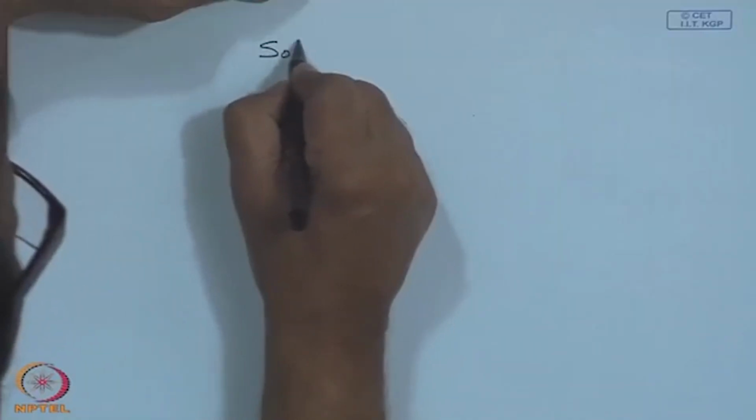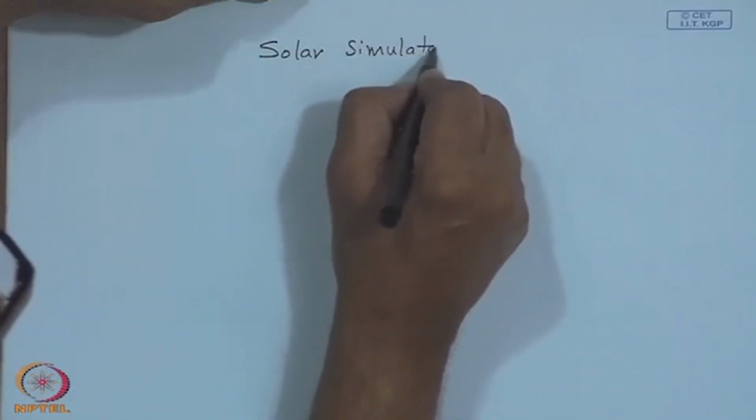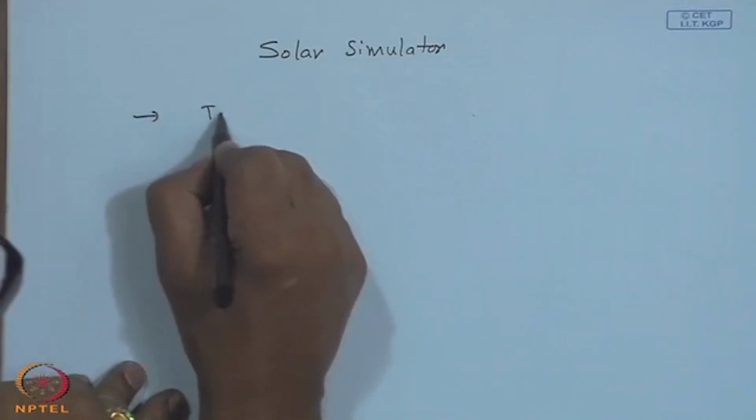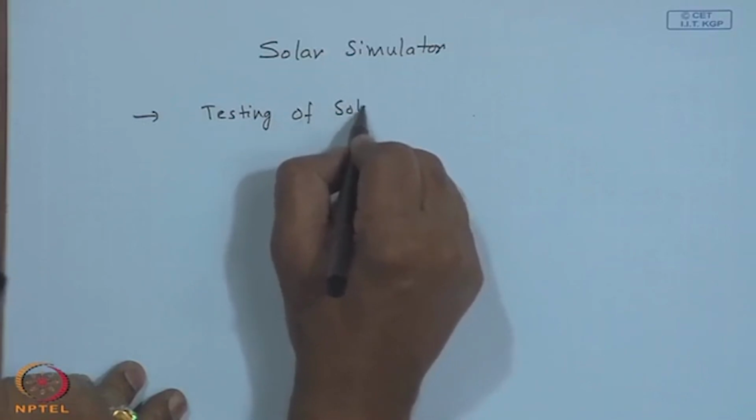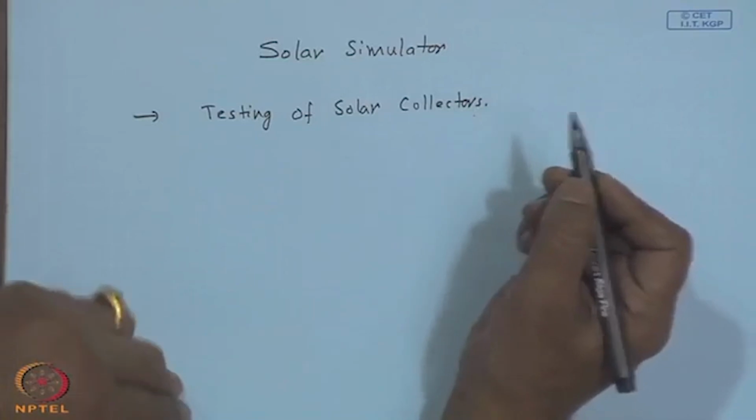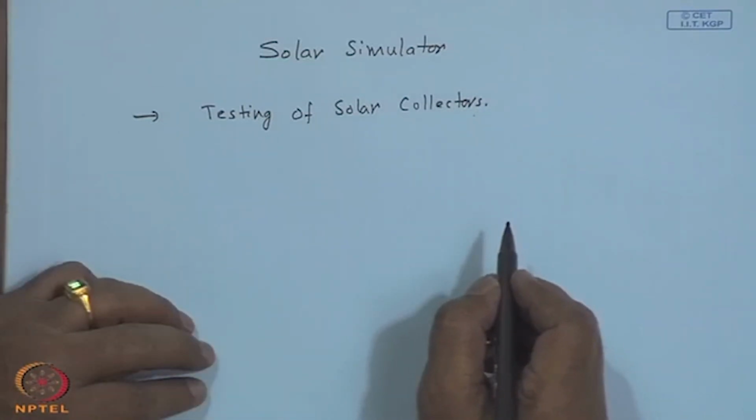Then I will just touch upon a solar simulator. This is for testing of solar collectors. Of course, one can go ahead and do the outdoor testing, but no matter how careful one can be, the conditions cannot be identical when the tests were conducted on different days.